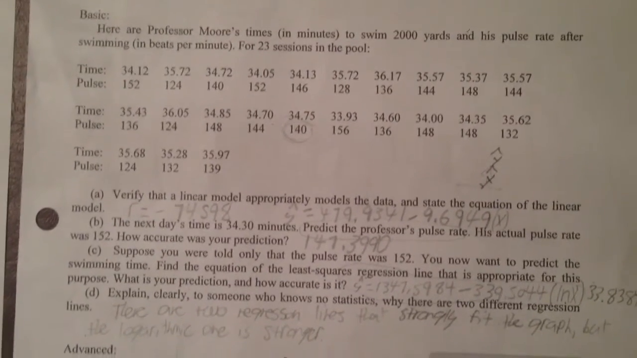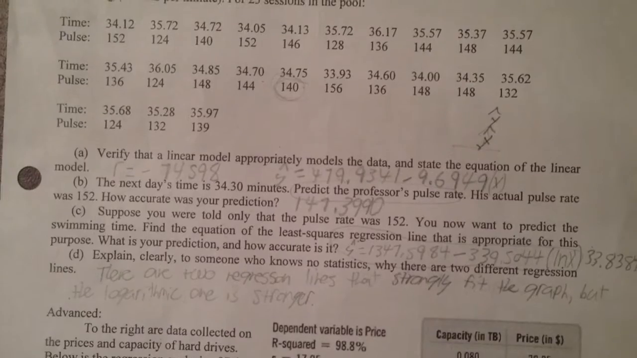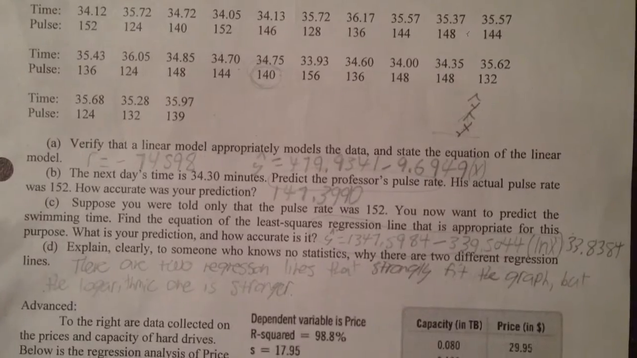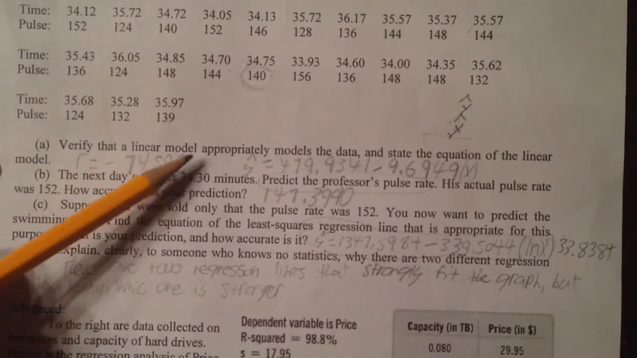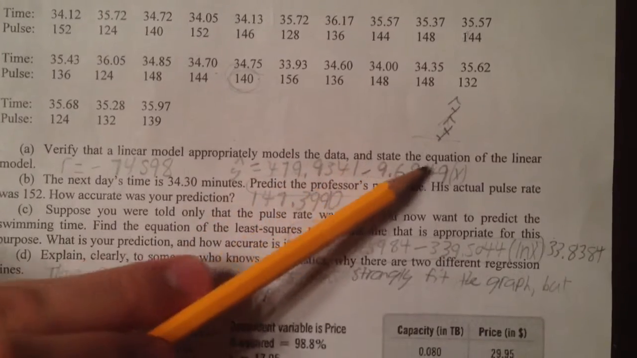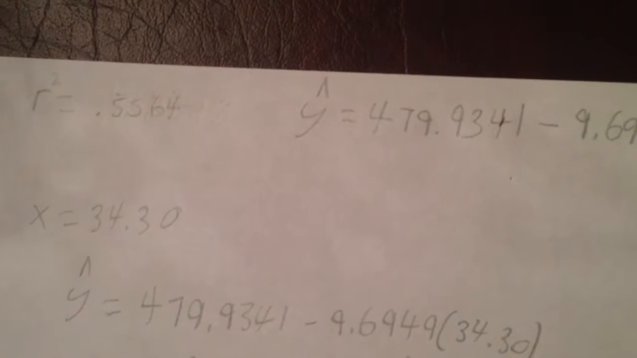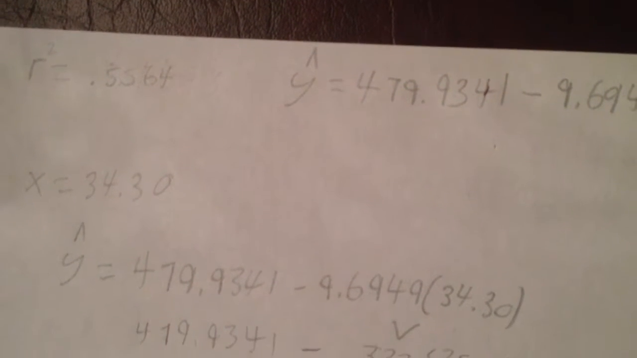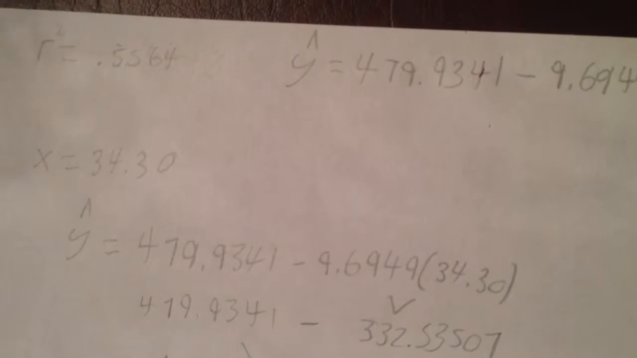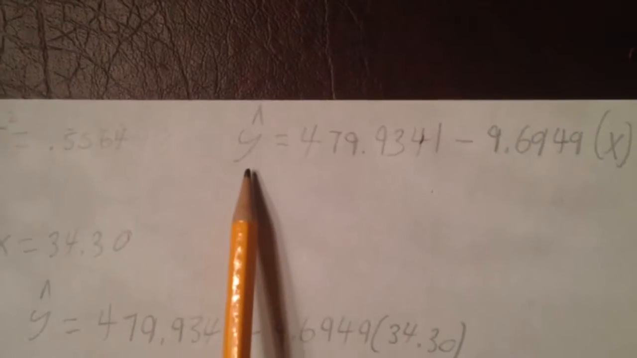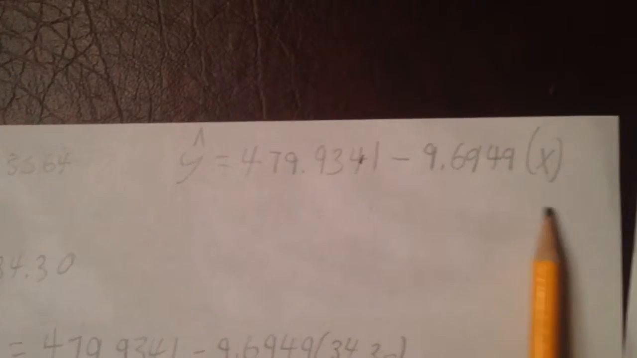In this video, we will be learning how to work with multiple residuals in one instance. The first part, A, says verify that a linear model appropriately models the data and state the equation of the linear model. Over here, the R squared value of the linear model is approximately 0.55, and the residual graph checks out and looks fairly normal, so we can say that this can appropriately model this data, and the equation for the linear model would be listed right here.